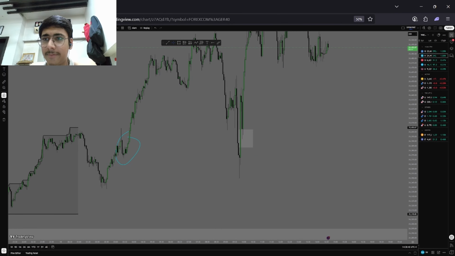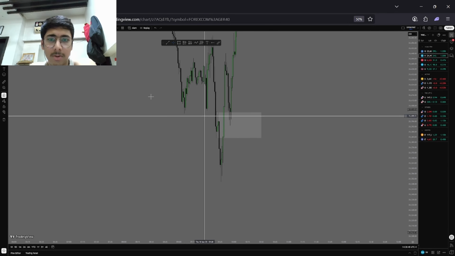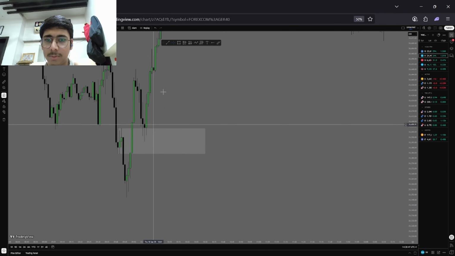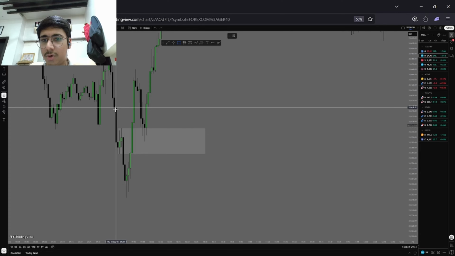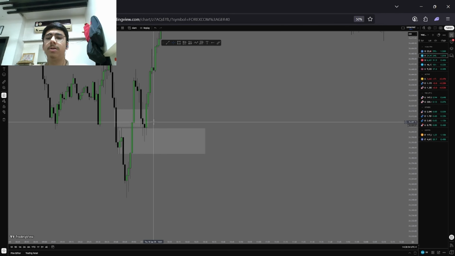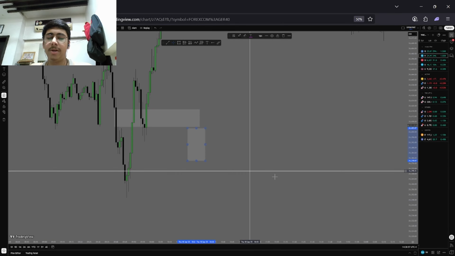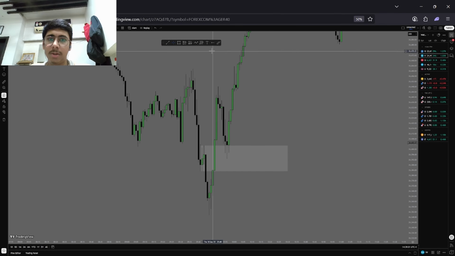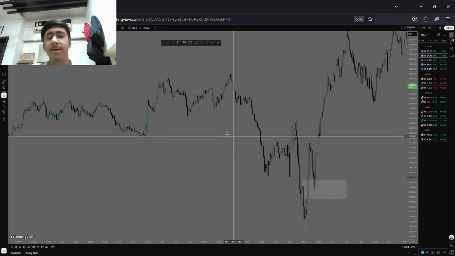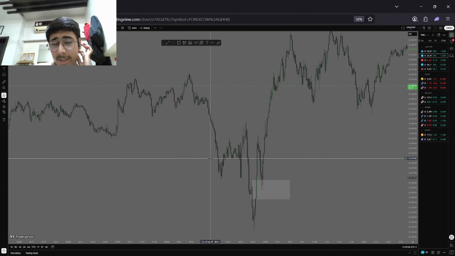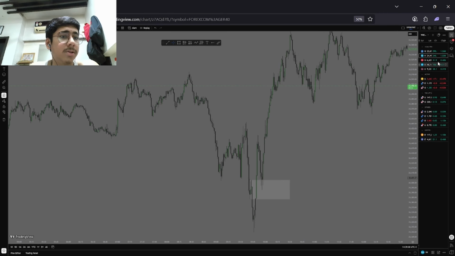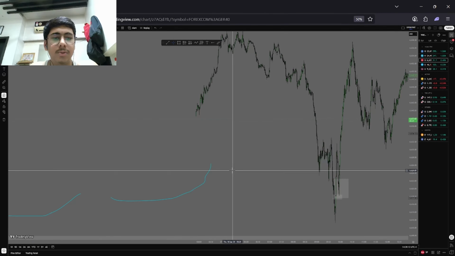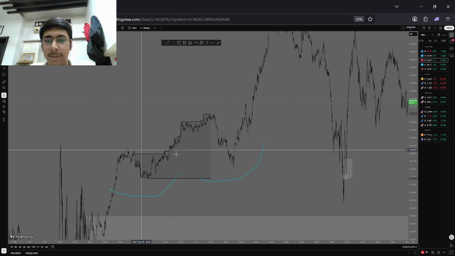We inverted a fair value gap. This was the fair value gap which got inverted, and then we hold a breaker block right over here, and then I was about to take a trade. But since I blew my account, I was not ready to mentally take any loss further. If I had any loss, it would just affect my trading the next day. So I didn't want to trade this.